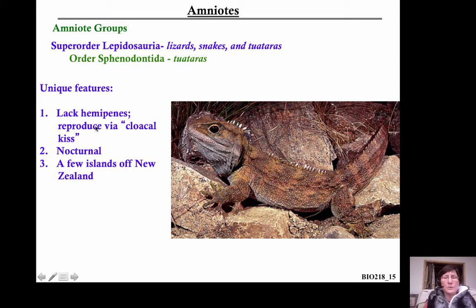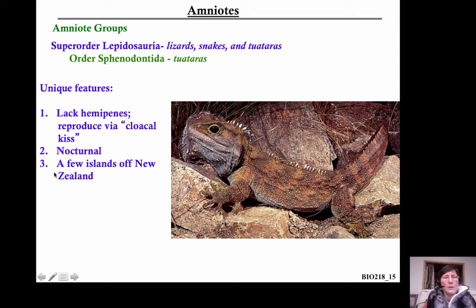Hemipenes are the structures that male lizards and male snakes use to inseminate females. And as it happens, all of the tuataras lack them. Instead, they just press their cloacas together and transfer sperm between males and females that way. So the males transfer it to the females. All of these tuataras are also nocturnal, so they're only active at night and not during the day, which is also unusual amongst most lepidosaurs, although some geckos are active only at night.